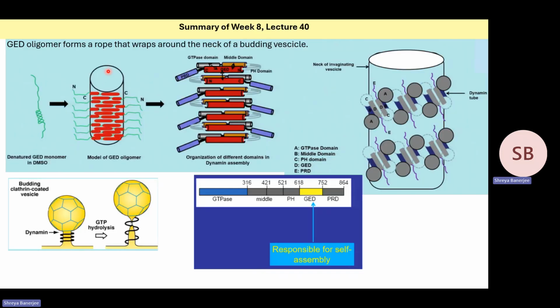This rope-like structure that is formed wraps around the neck of the endosome or vesicle. That is how the dynamin molecule self-aggregates. It wraps in this rope-like structure around the neck of the vesicle, and GTP hydrolysis gives an energy which results in squeezing the neck and releasing the endosome inside the cell. And as discussed earlier, the GED domain is responsible for this self-assembly.